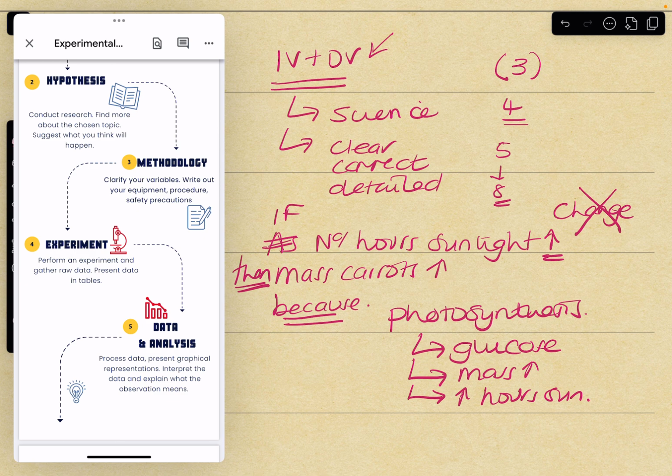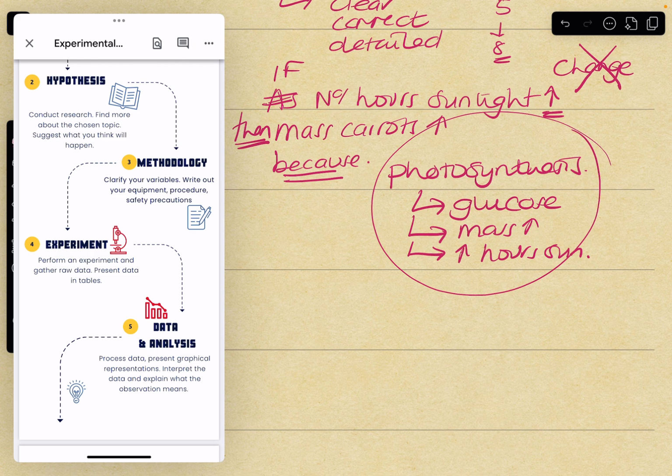If the IV increases, then the DV will, because, and try to have a significant amount of science here. Now, one thing that I would suggest is that when you're giving your because, you ask yourself this: which means that? If you ask yourself that 3 times and you write the answer, then you are almost guaranteed to have as much depth as you would need to access the higher part of this part of the criterion.